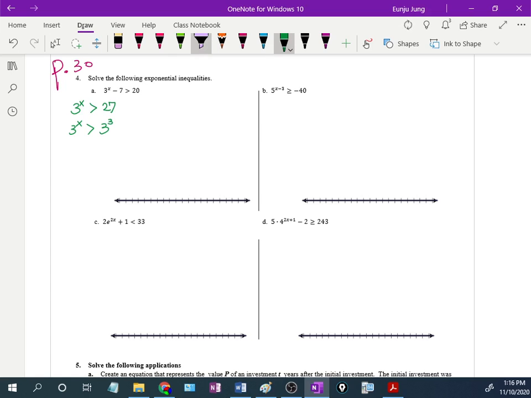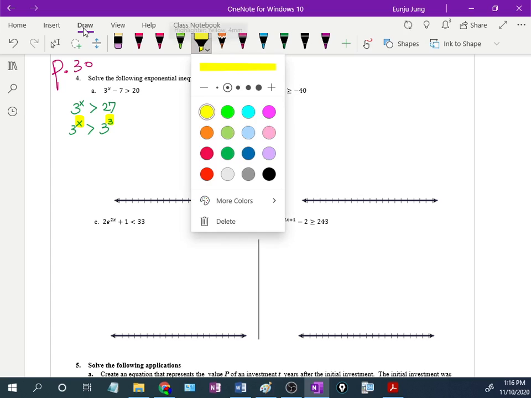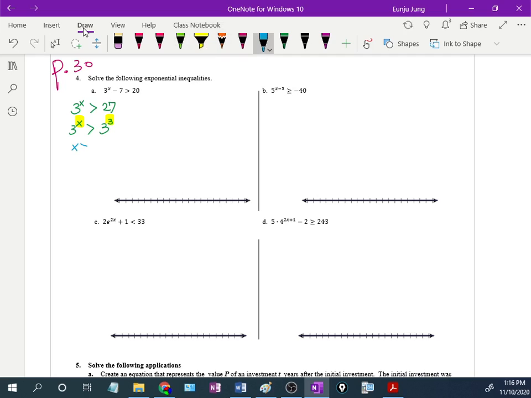So we need to compare only the exponents, because the bases are the same and the base is greater than 1. I can just compare the exponents, and that's going to be the answer. To make sure, I'm going to visualize this and graph it, greater than on the right hand side, and let's check with one number in that solution set. Pick a number, 5. Let's plug in 3 to the 5th power, subtract 7. Is that greater than 20? Yes, it is. So that is the right side. So that is the solution.